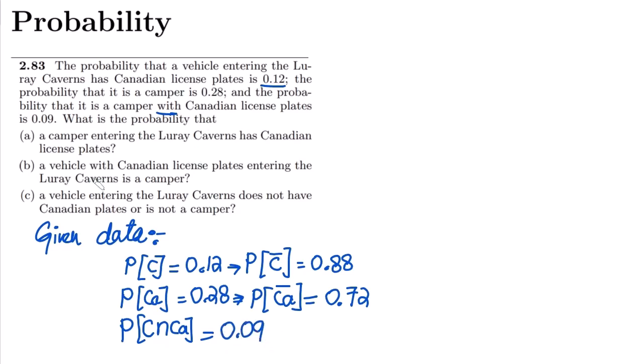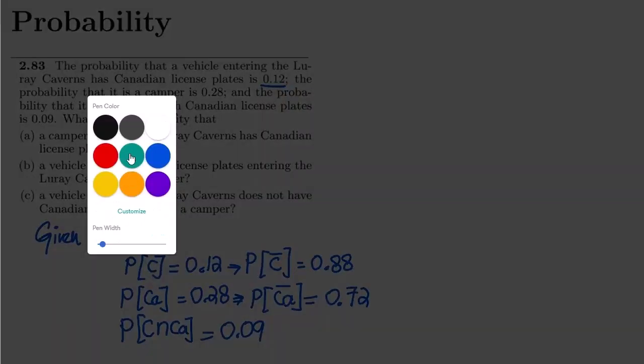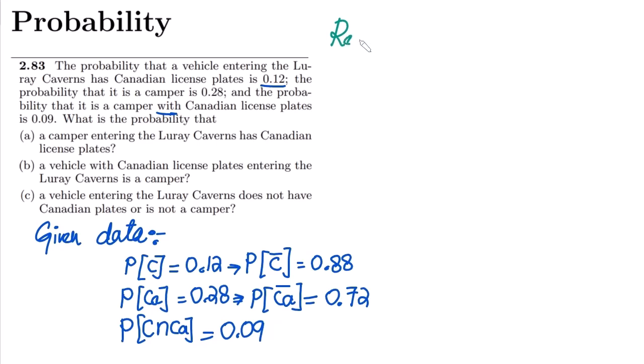Okay, so on the basis of this data, what do I have to find out? Let me write here the required results, which are written in the form of parts A, B, C of this question. In part A, a camper entering the Lure Caverns has Canadian license plates. The given thing here is a camper. So I have to find the probability that the license plate is Canadian, given that he has entered and is a camper.